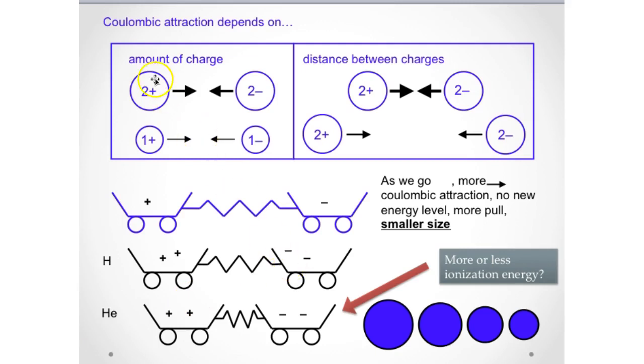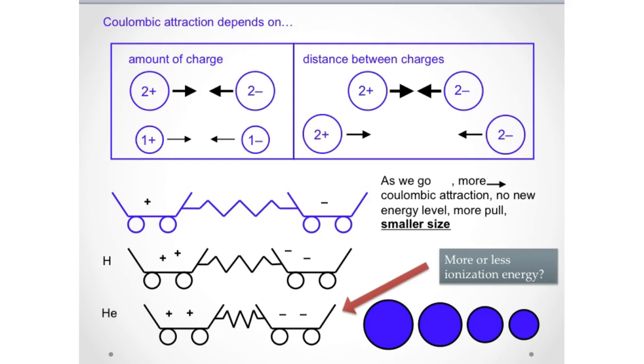We also learned that the more positive something is, or the more charge there is, the more attraction there is. So for example, here there's a +1, -1, and there's an attraction. Here there's a +2 and a -2, and there's an even larger attraction. And then if we have more positive charge here and more negative charge, then we're going to see an even greater attraction. So the smaller the atom gets, the more attraction, and the more attraction there is, the more energy you're going to need to remove an electron.